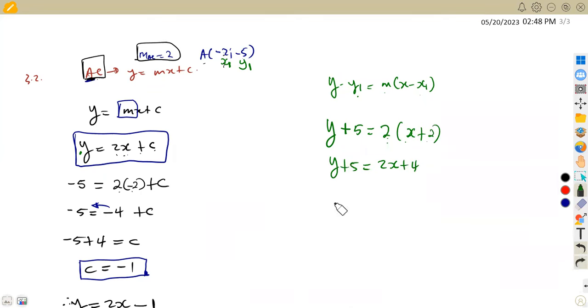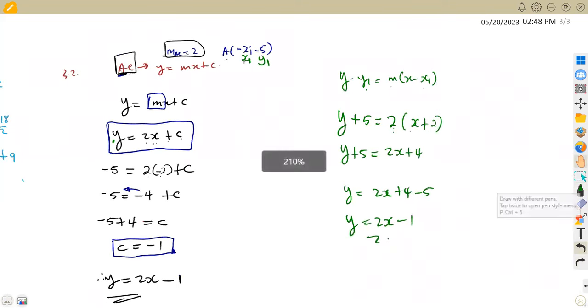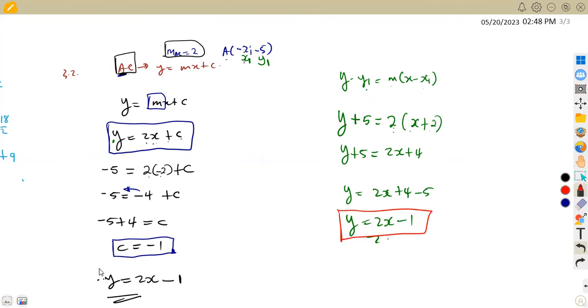So meaning to say, here y is equal to 2x plus 4. If we transpose the 5, it is going to be a negative 5. So that means y is equal to 2x, 4 minus 5, that is a negative 1. As you can see, we are simply having the same thing as the first part. This one, y is equal to 2x minus 1. Still, we are having the same answer, y is equal to 2x minus 1.